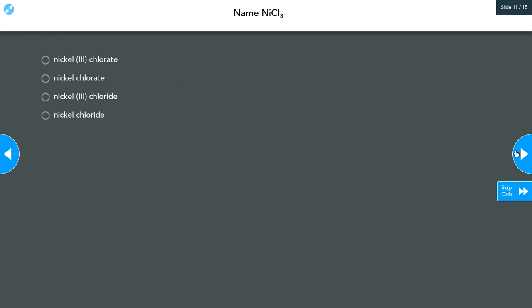Then we have NiCl3. So that's just 2 elements, nickel and chlorine. And nickel is a transition metal, so we're going to check the back of our periodic table. Nickel is highlighted, so we do need to use Roman numerals for it, and then chlorine just becomes chloride. So this would be nickel 3 chloride.